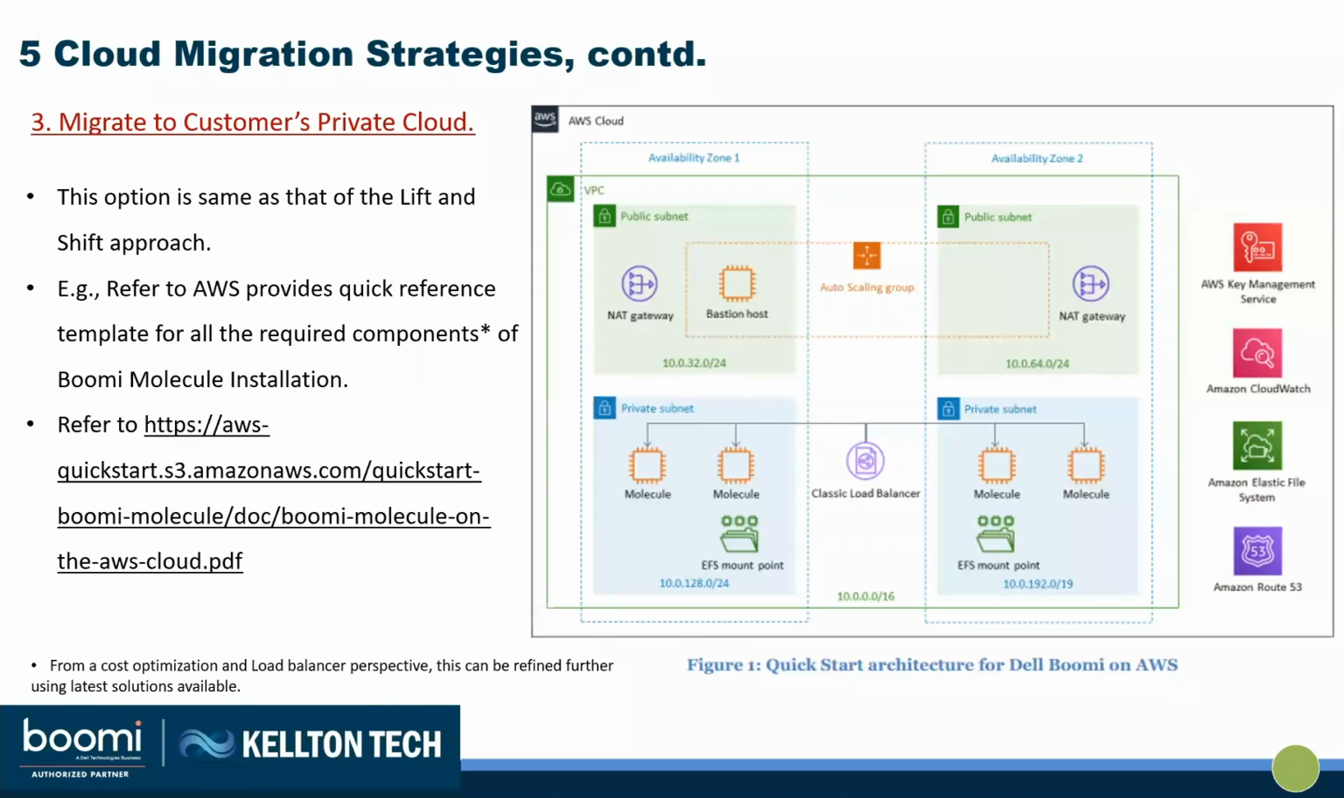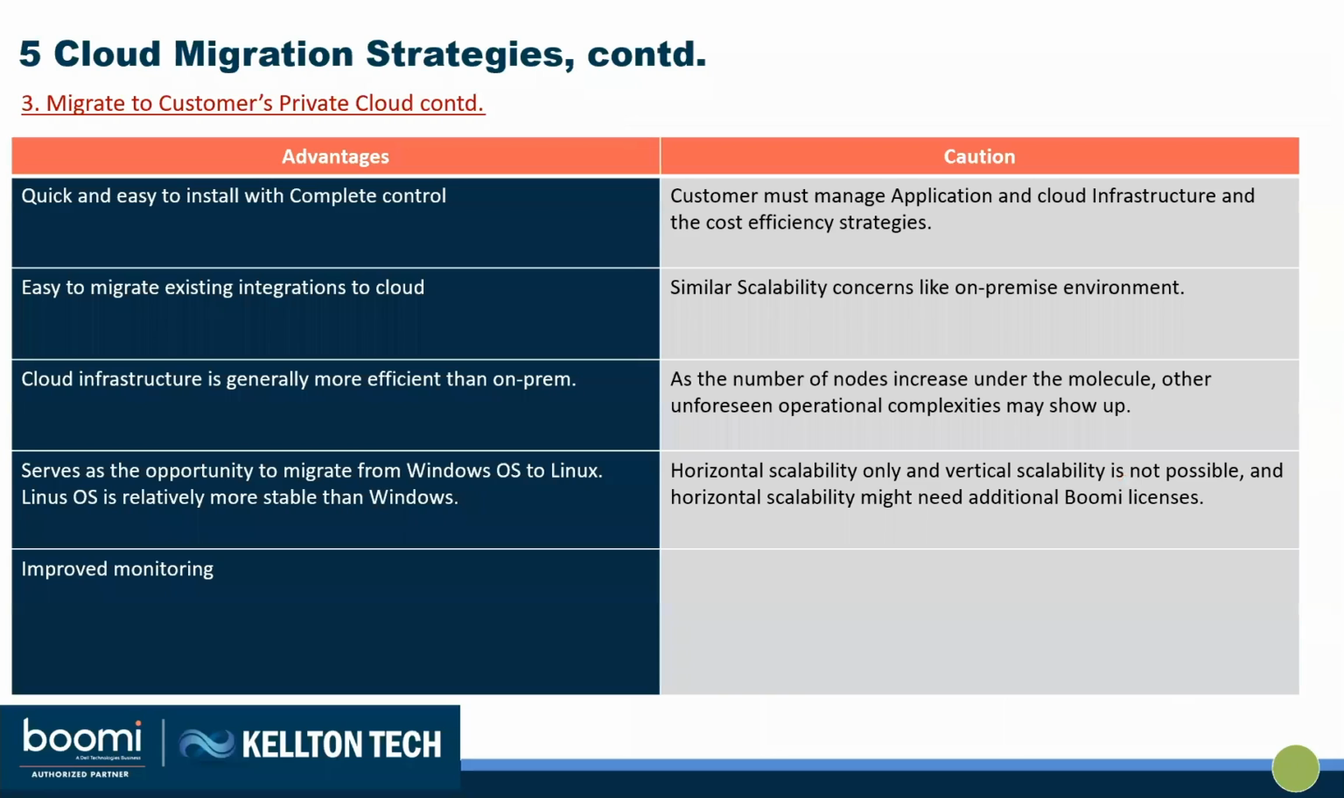But then I just want to give you a quick reference here, which is AWS and Boomi have strong tie-ups, and they do provide a quick start architecture template that you could just implement in your AWS environment and get your molecule up and running in minutes of time. So this architecture that you see on my screen was created, I guess, a couple of years ago. From a cost optimization perspective specific to your enterprise, you might want to consider a different option at that point of time. Yep, and then next comes the pros and cons.